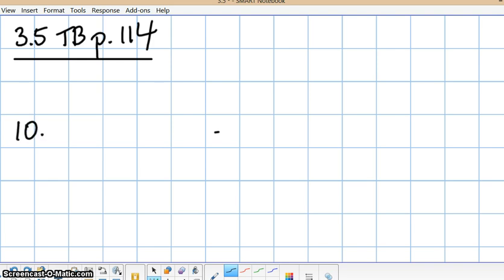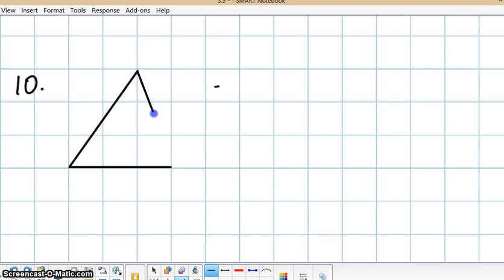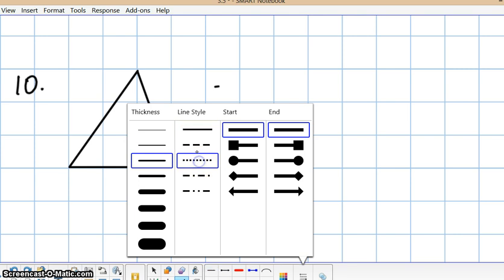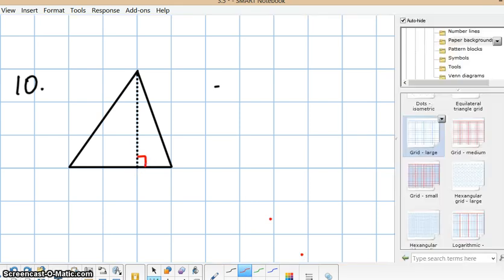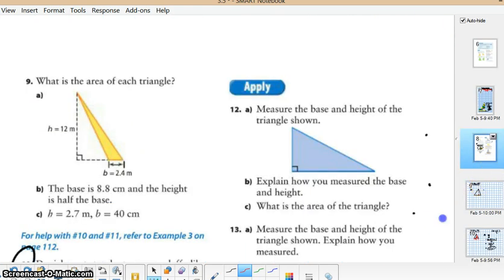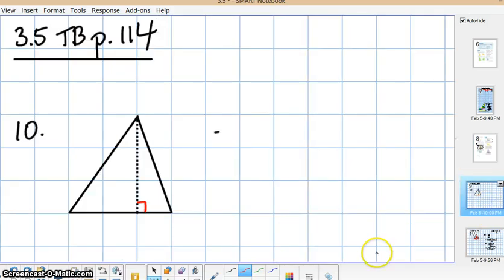So we're going to recreate the diagram of the triangular garden, and it's not going to be to scale, which is okay. Okay, and then I will indicate again the perpendicular height, from the base to the opposite side. We always indicate that with a right angle there. Going back and referring to the question, the base is 2 meters, the height is 1.6 meters. Base is 2, the height is 1.6.